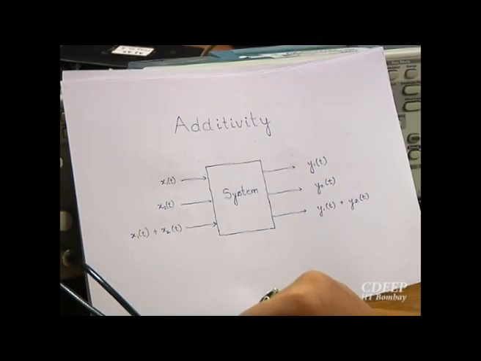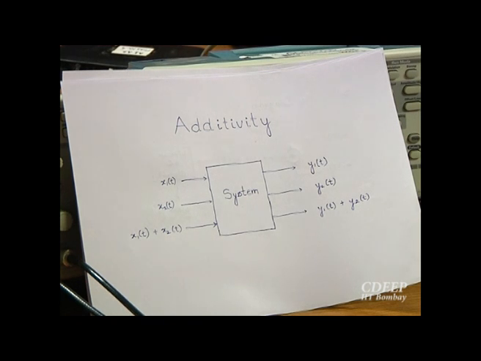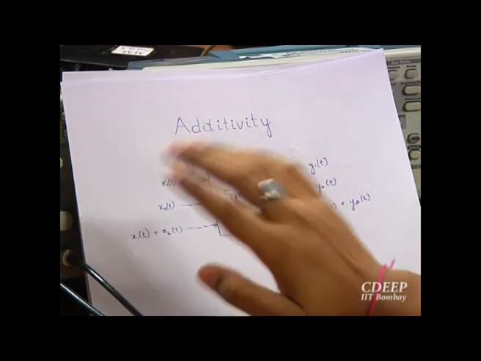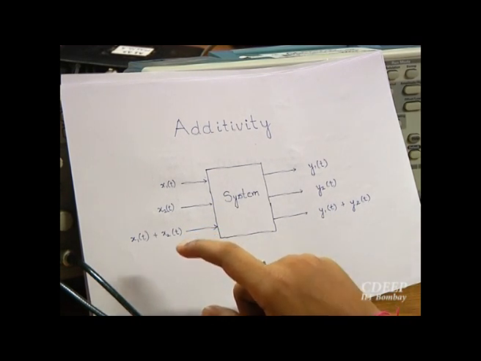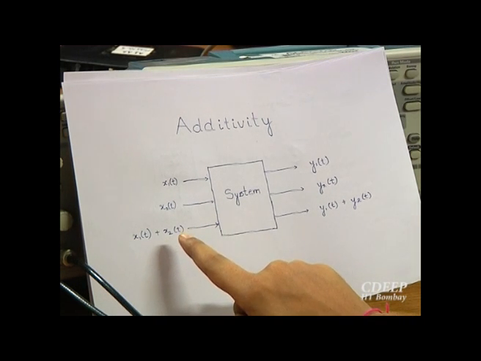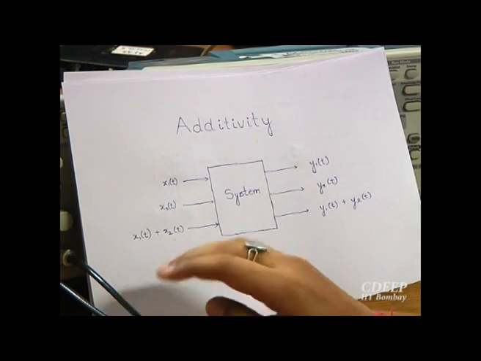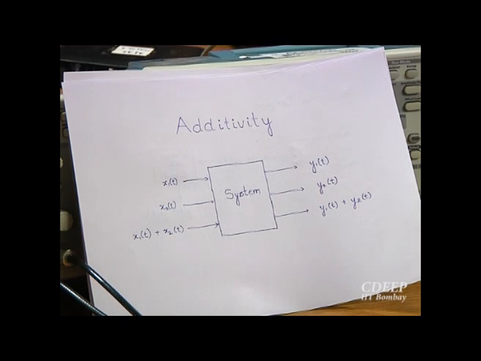Today, we are going to practically observe the properties of homogeneity and additivity in a practical circuit. First we will take up the property of additivity. A system is said to be additive if it satisfies the following condition. For two different signals, say x1(t) and x2(t), if the system generates corresponding outputs, say y1(t) and y2(t) respectively, then for the input x1(t) plus x2(t), if the system generates output y1(t) plus y2(t), the system is said to be additive.